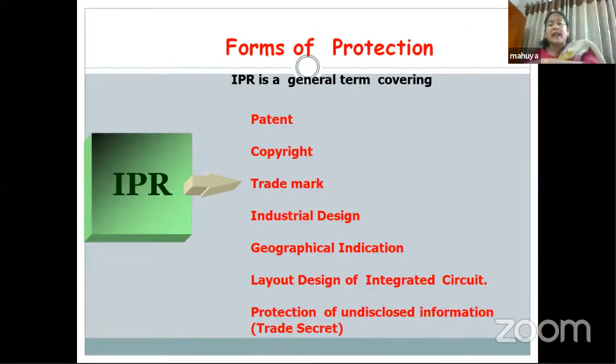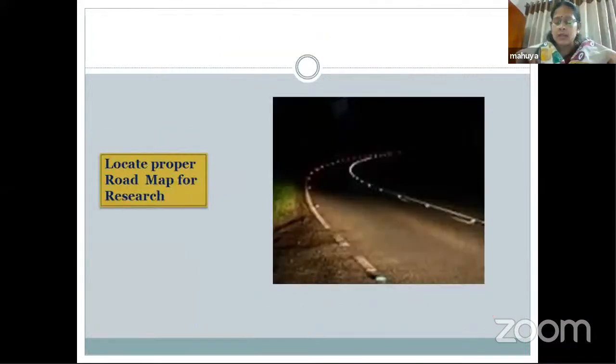That means at the end of this lecture, you will understand that patent is a different intellectual property right, copyright is different, trademark is different, industrial design is different, even GI. GI is completely different from patent. Like Bangla Rasagulla was registered as GI. And our new technology was patented. That means GI or geographical indication is grandfather's invention, their technology, their invention. And our invention is a patent. So today we will look at the proper roadmap for research.